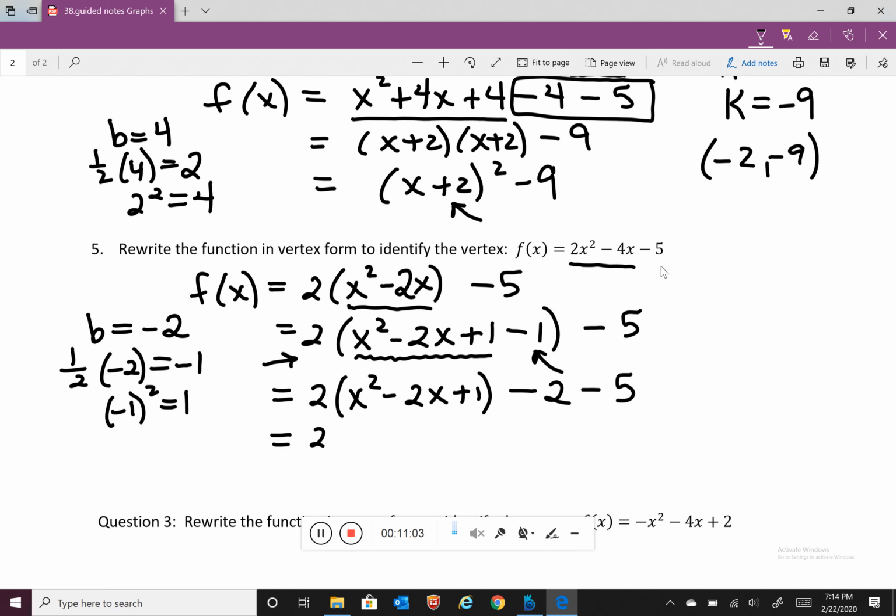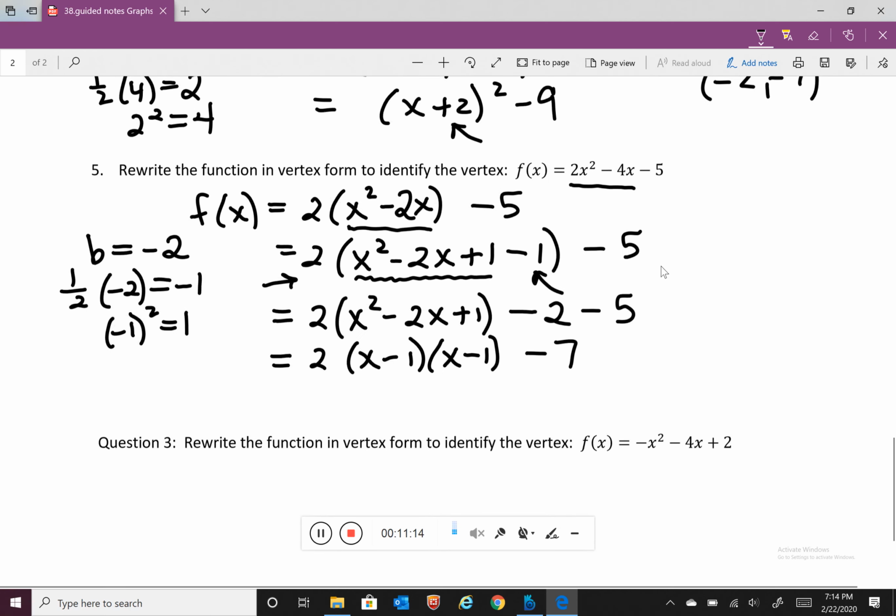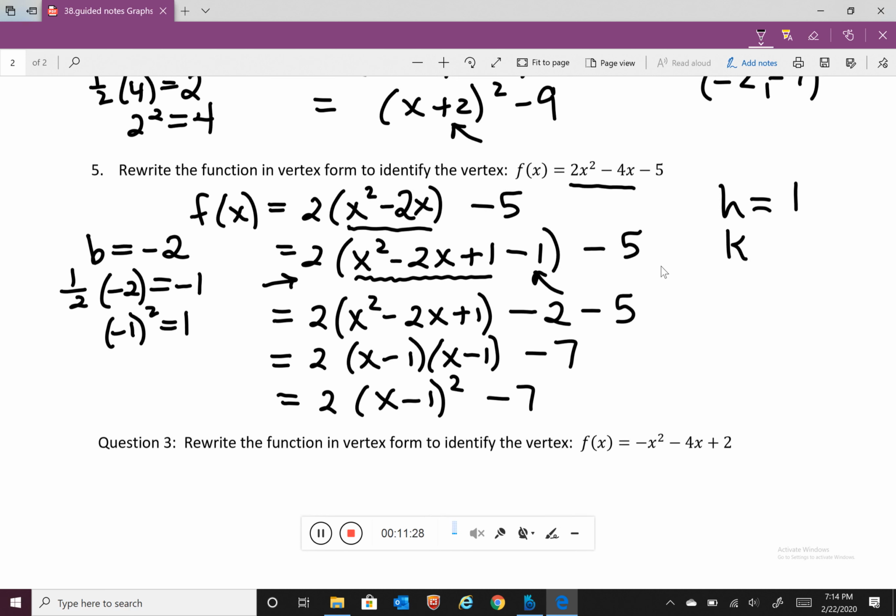And now this is in vertex form, noticing that I can factor my perfect square trinomial. I can combine my constants. -2 minus 5 is -7. And now, finishing my vertex form, we have 2 times the quantity x minus 1 squared minus 7. So that gives us our h of 1. Our k is -7. So our vertex is 1, -7.